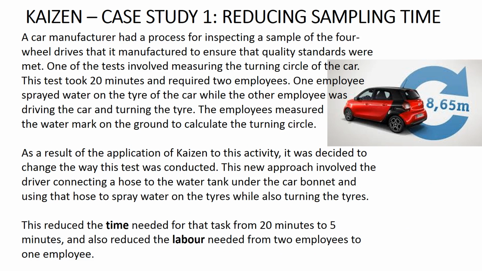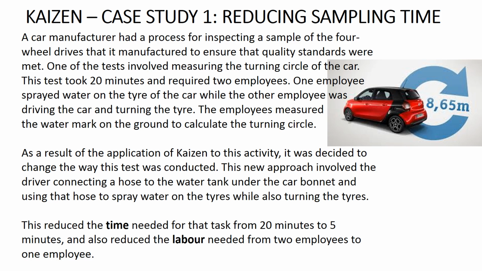Our first example of Kaizen concerns a car manufacturer which measured the turning circle of the four-wheel drive cars that it produced by having one employee spray water onto the tyre of the car while another employee drove the car around its turning circle. The car's turning circle was then calculated by measuring the water track of the tyre on the ground. This quality control test took 20 minutes and 2 employees for each car.